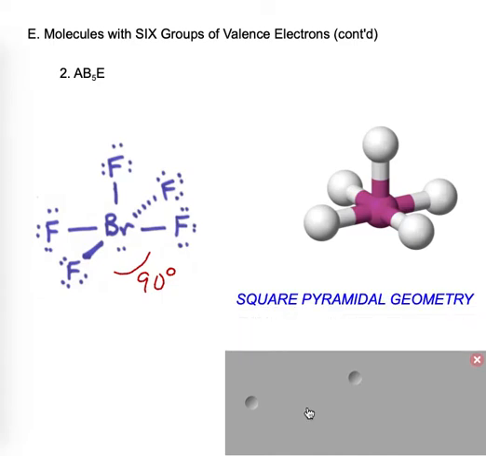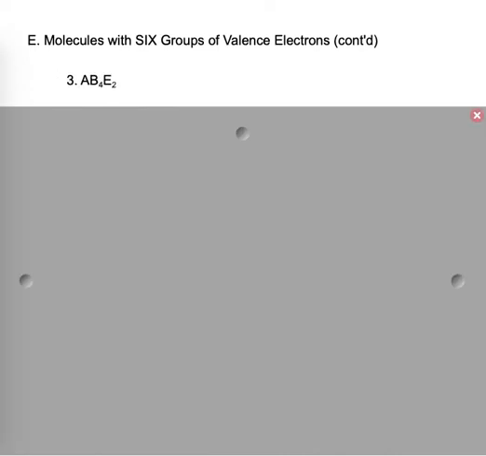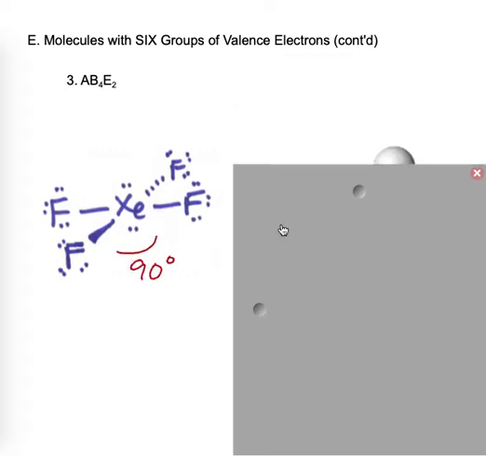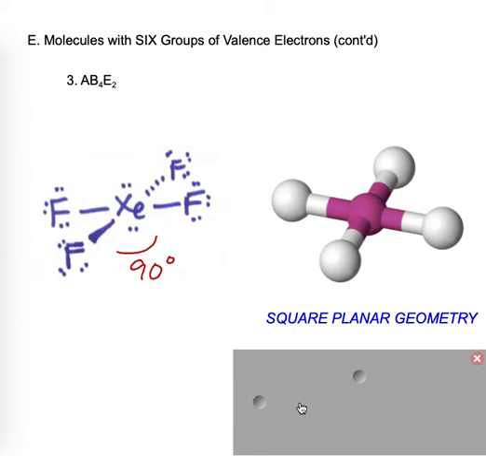Our final example, an AB4E2 molecule. Well, obviously, we want to replace one of the bonded atoms not in the plane, but opposite. Xenon tetrafluoride will be an example. We have 4 fluorine atoms in a square plane with a lone pair on the top and on the bottom. Again, bond angles of 90 degrees. This is referred to as square planar geometry.